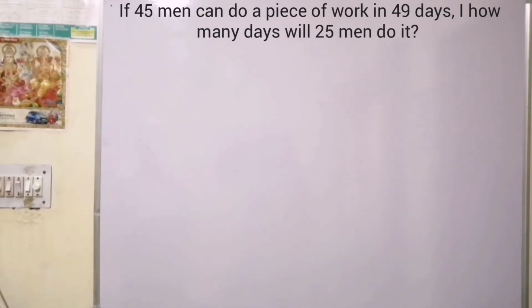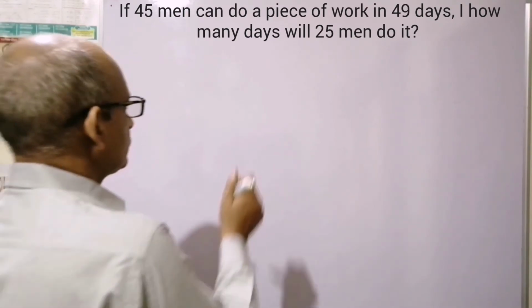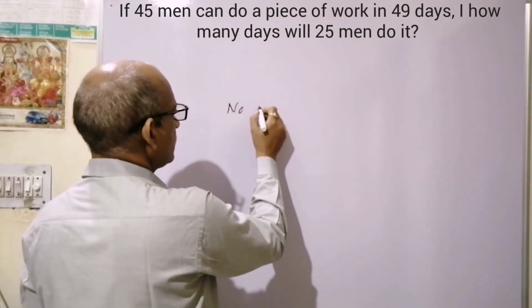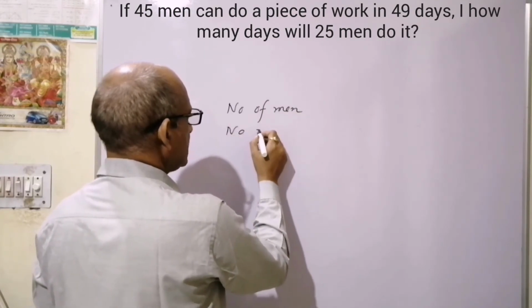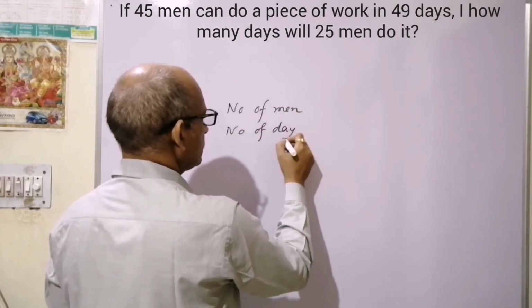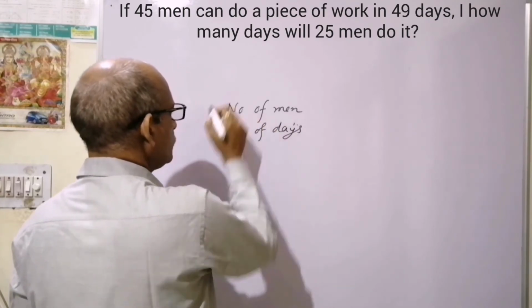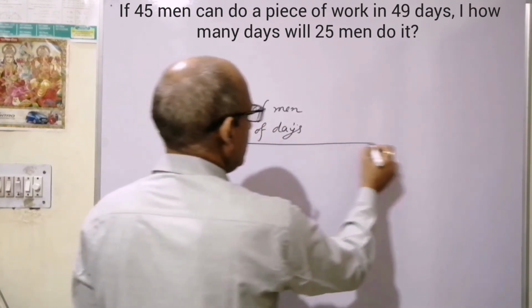The next question is, if 45 men can do a piece of work in 49 days, then how many days will 35 men do it? Again, two quantities are there: number of men and number of days. Two quantities. Again we'll make a table for it.